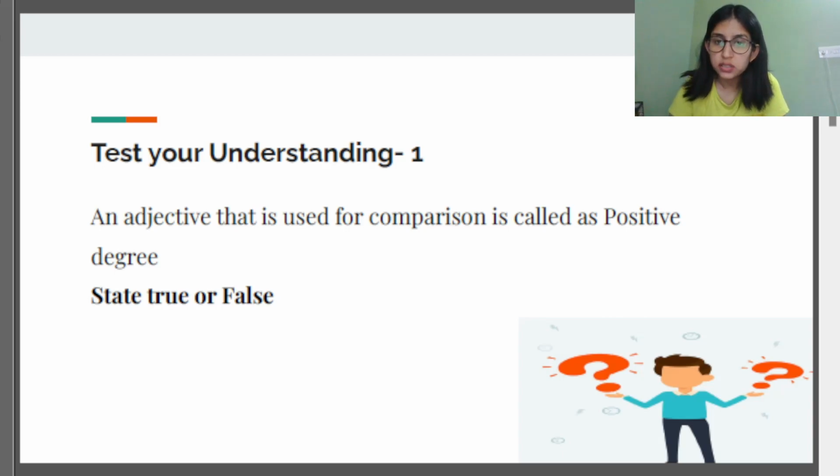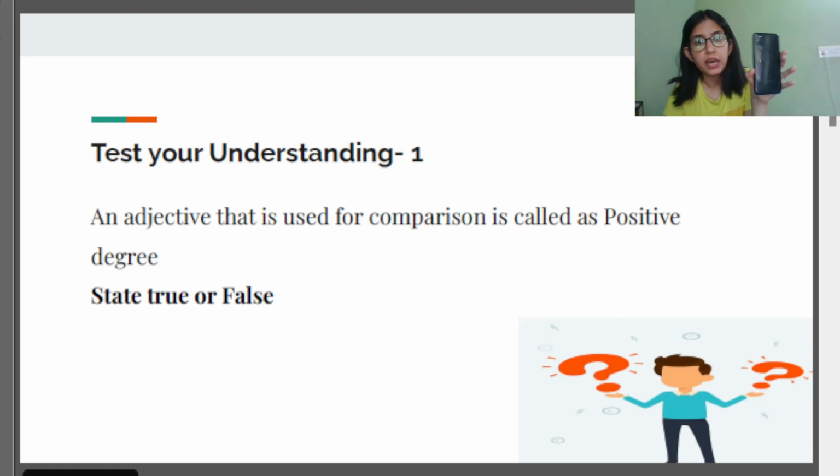Yes, so the answer to this should be that it is a false statement. I have already told you that positive degree is not used to make comparison. For that we have comparative degree, which we are going to discuss just now. When I said that this phone is black, I have a black phone, I'm not making any comparison between this phone and any other phone that I'm having. So there is no comparison. So a positive degree is not making any comparison between things, right? So we'll be moving forward from here.